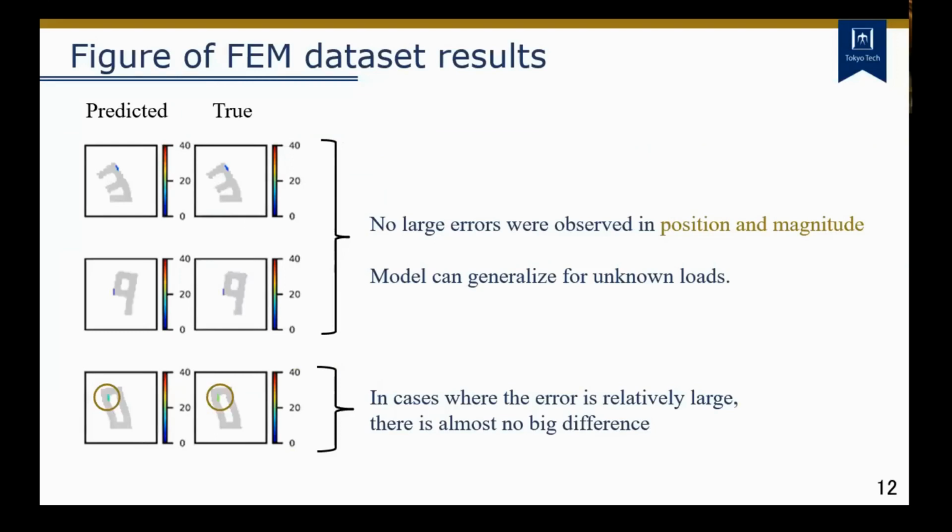And this is a figure of the FEM dataset results. On the left side is the model's prediction, while on the right side is the ground truth. As you can see in the top two figures, no large error was observed in position and magnitude. So it indicates that the model can generalize for unknown loads. Additionally, in cases where the error is relatively large, there is almost no big difference.